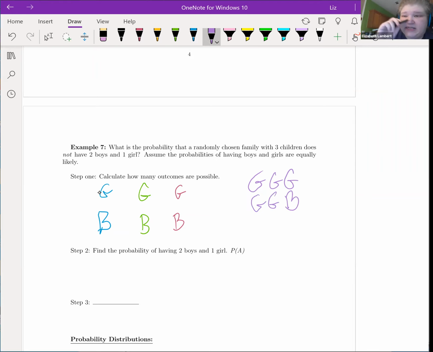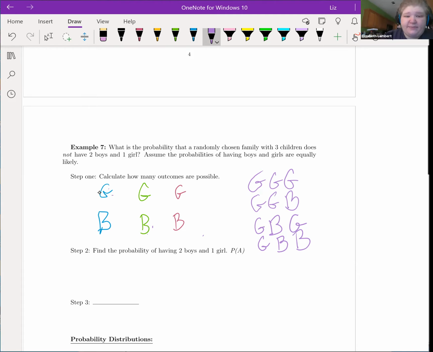All right, so that's taking care of all of my girl, girl ideas. So now we're gonna go girl, boy, and then run through the other two. So girl, boy, girl. And girl, boy, boy. So I went top, bottom, top, top, bottom, bottom. Or up, down, down, if you will. All right, so that is 4 outcomes for the first one being a girl, and there are 4 outcomes for the first one being a boy.